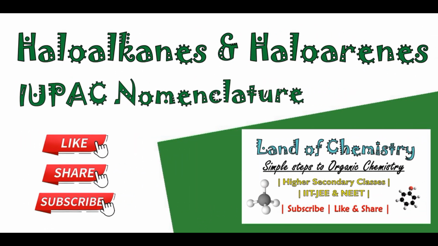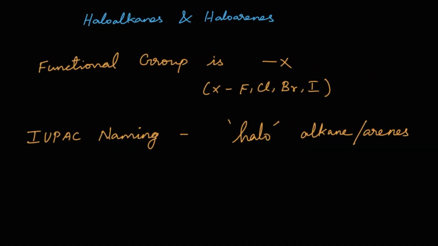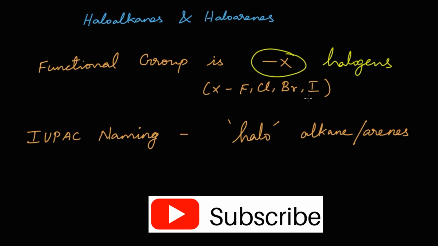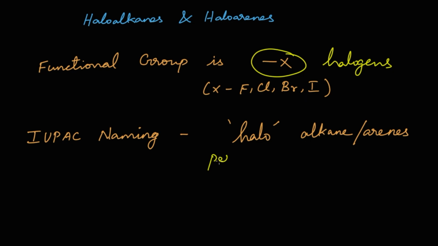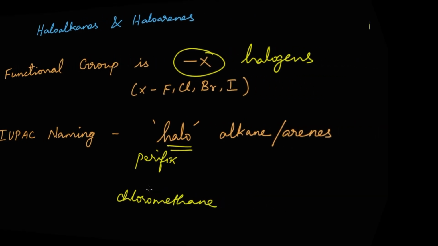In this video, we are going to learn the IUPAC nomenclature of haloalkanes and haloarenes. Come on, let's learn. The functional group of haloalkane is single bond X. The X may be halogens: fluorine, chlorine, bromine, or iodine. In IUPAC naming, we need to add the prefix halo in front of alkane. For example, chloromethane or chloroethane. Come on, let's learn in detail.